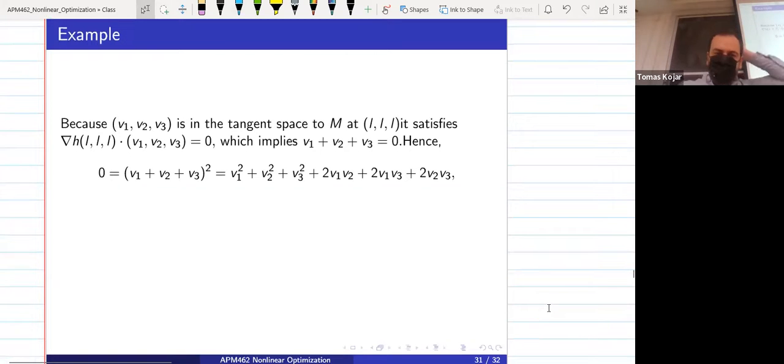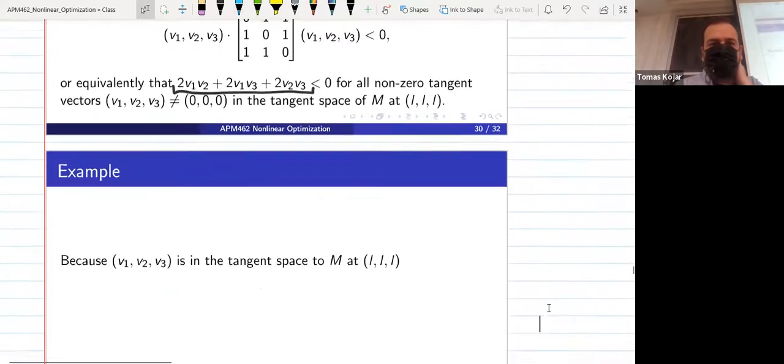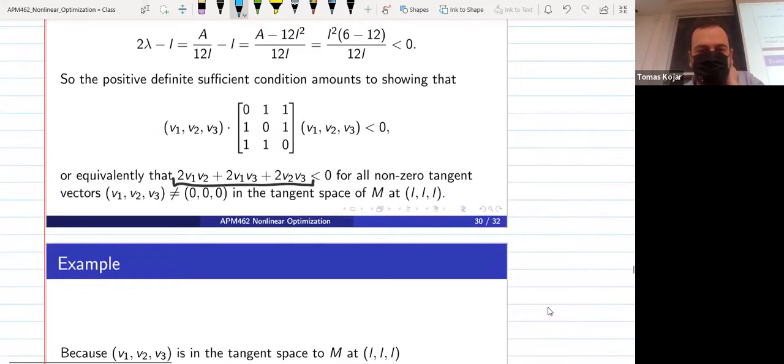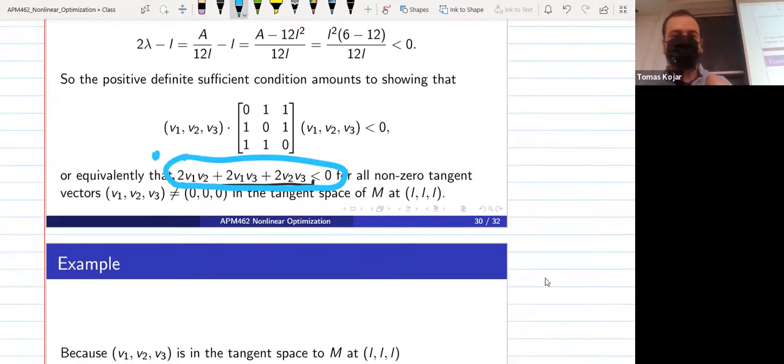Oh, yeah, we're not done. We have to connect it. We have to show positive definite, and that means you have to relate this crazy looking expression to your tangent space. So I want to prove this, right? That's what I want to prove. All right.